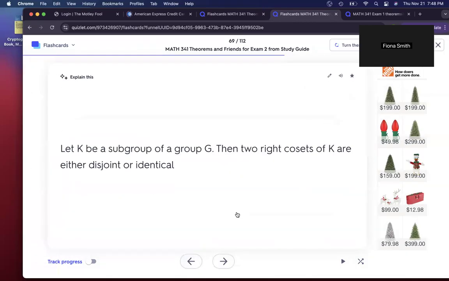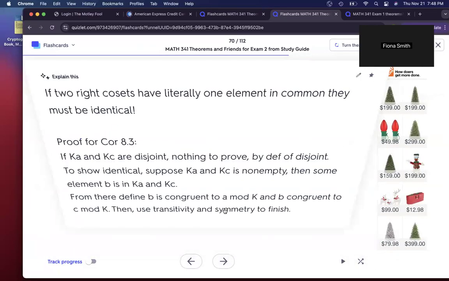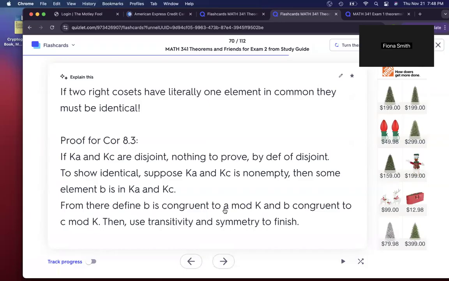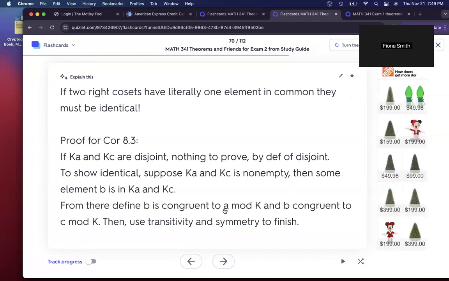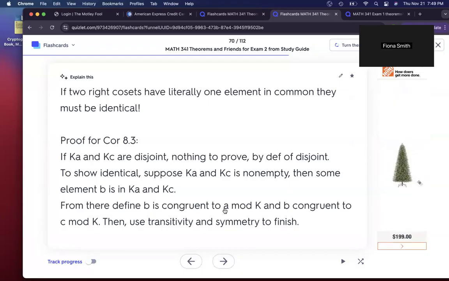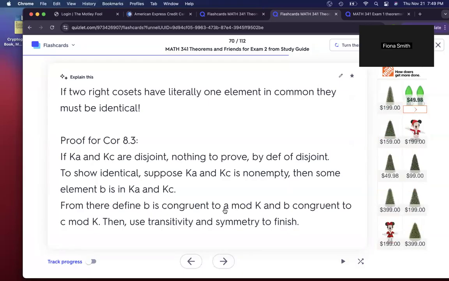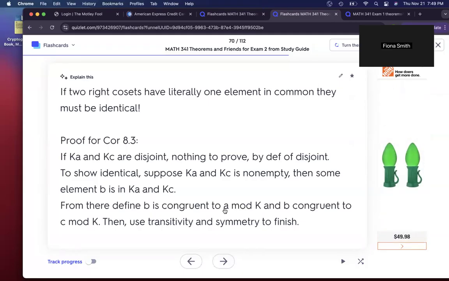And we would prove this theorem by saying we've got two cases. If Ka and Kc are disjoint, there's nothing to prove, showing that they're either disjoint or identical because they are disjoint. That's obvious. If they're not disjoint, we want to show that they are identical. To do that, you suppose they're non-empty and then say that there's some element b in Ka and Kc. And then from there, define b as congruent to a mod K and b as congruent to c mod K. Then use transitivity and symmetry to finish.